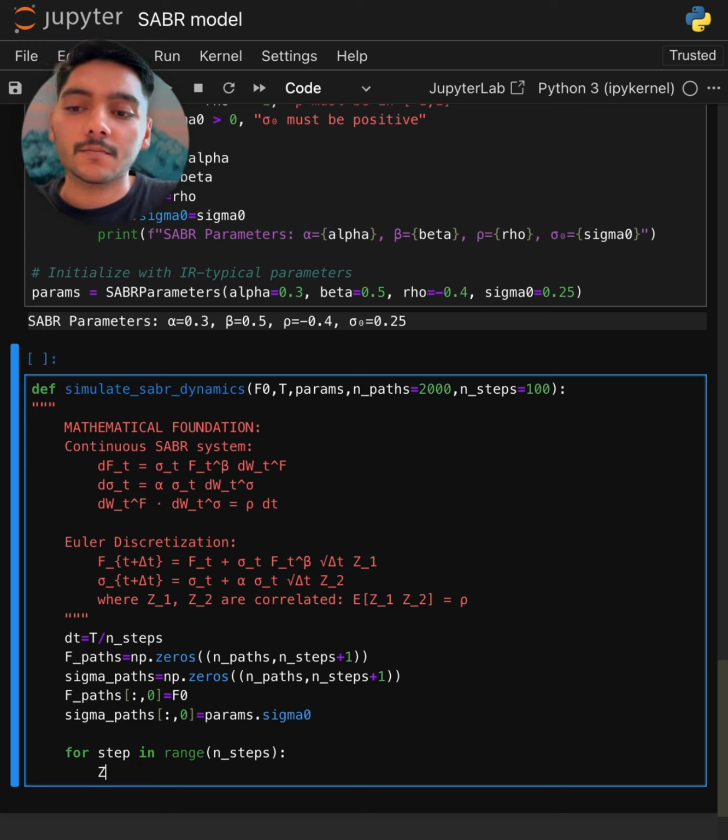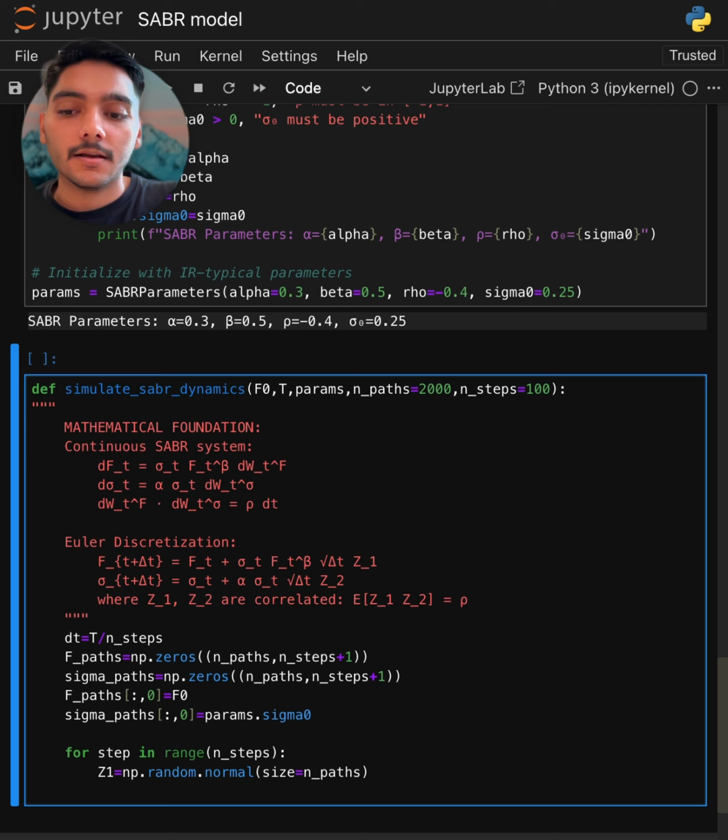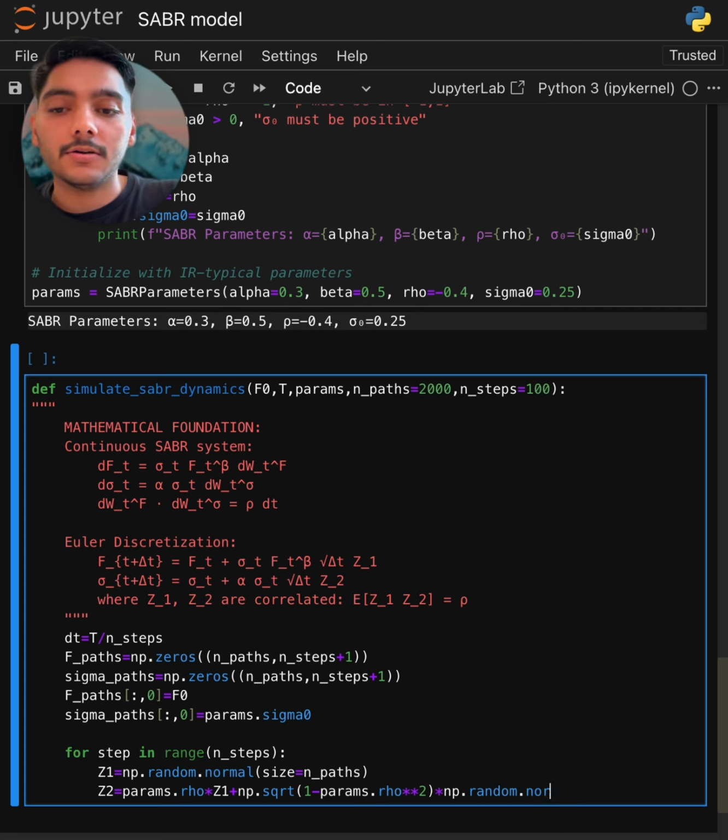Z1 is equal to np.random.normal with size equal to n paths, and Z2 is equal to rho times Z1 plus np.sqrt of 1 minus rho squared, times np.random.normal with size equal to n paths.